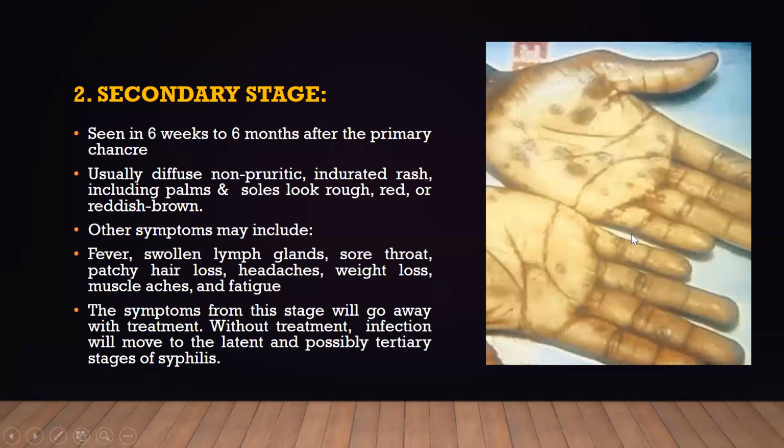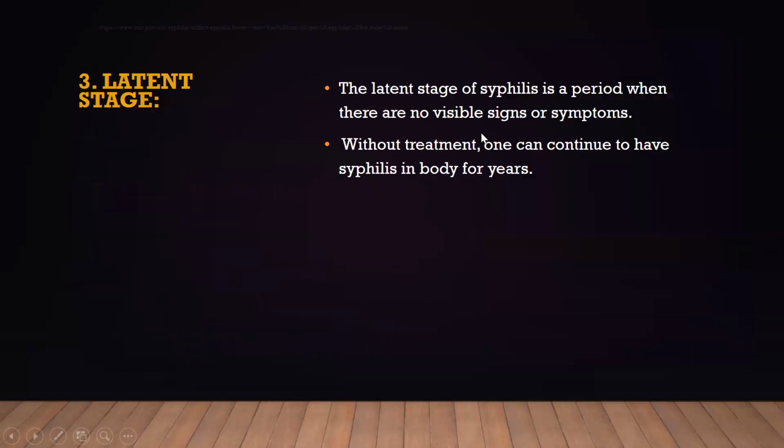Secondary stage, seen 6 weeks to 6 months after the primary chancre, usually a diffuse, non-pruritic, indurated rash, including palms and soles, looking rough, red, and reddish-brown. Other symptoms may include fever, swollen lymph glands, sore throat, patchy hair loss, headaches, weight loss, muscle aches, and fatigue. The symptoms from this stage will go away with treatment. Without treatment, infection will move to the latent and possibly tertiary stages of syphilis.